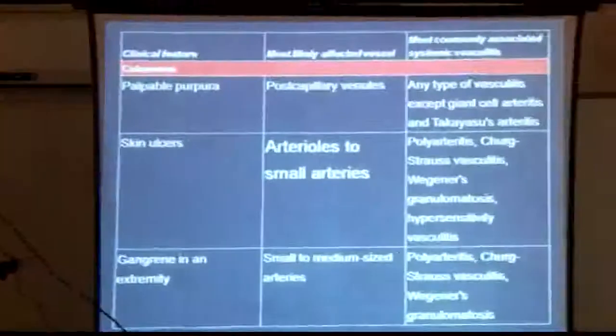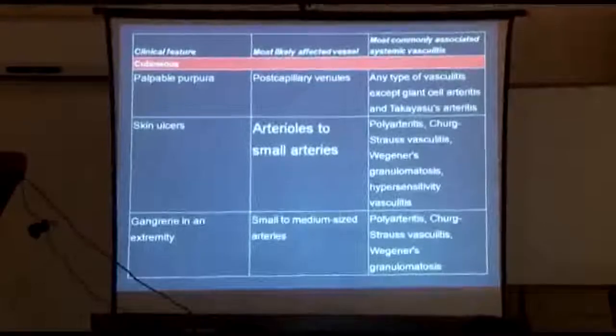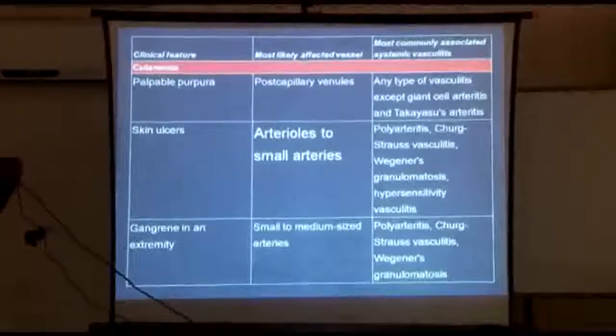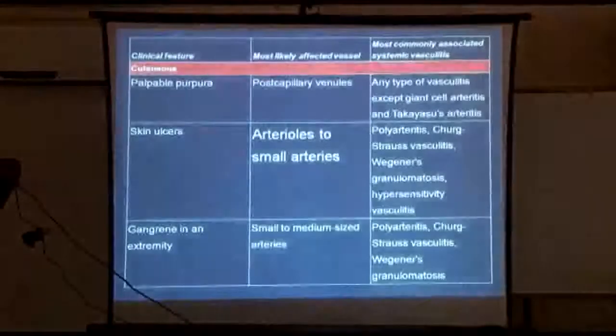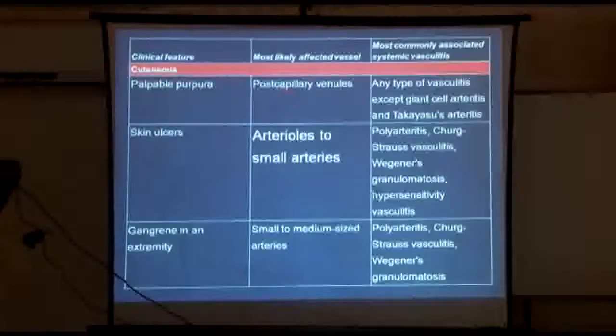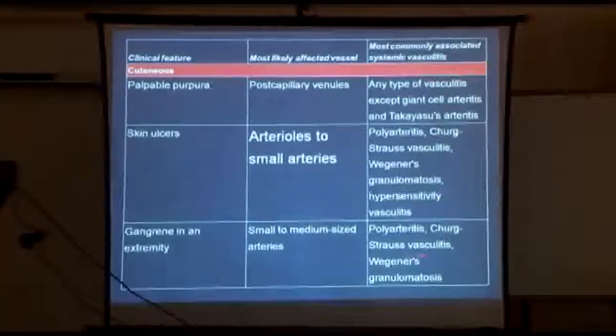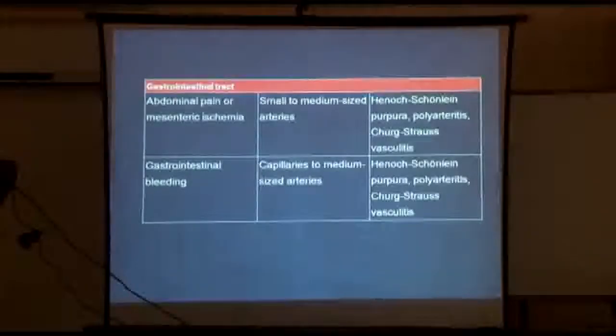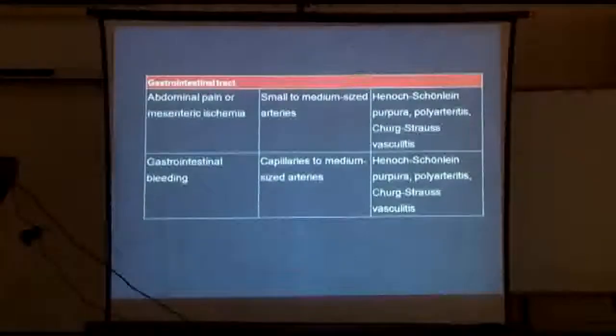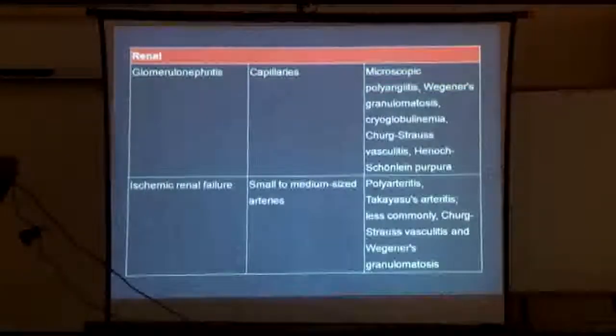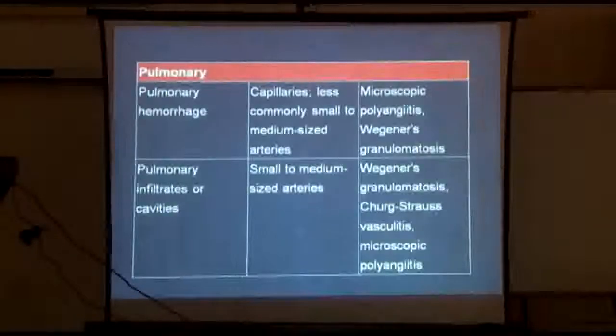Now, if you were to look at it in a different way, as I told you, the conditions, I just quickly go through them, the conditions where you can get palpable purpura, skin ulcers, depending on the size of the blood vessel wall that is involved, gangrene in an extremity. So these are different manifestations that you would get both on the skin as well as systemic manifestations, which I have enlisted here. And most of the time when pulmonary involvement is there, there are only these three conditions which you must keep in mind.